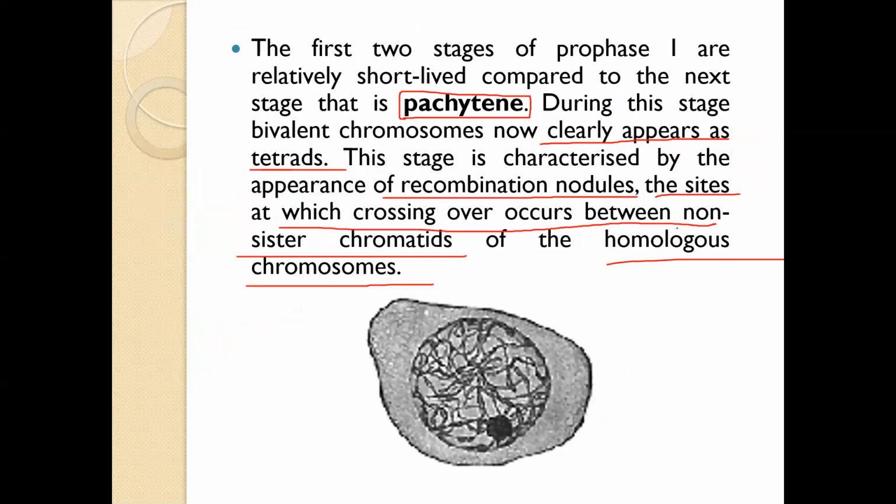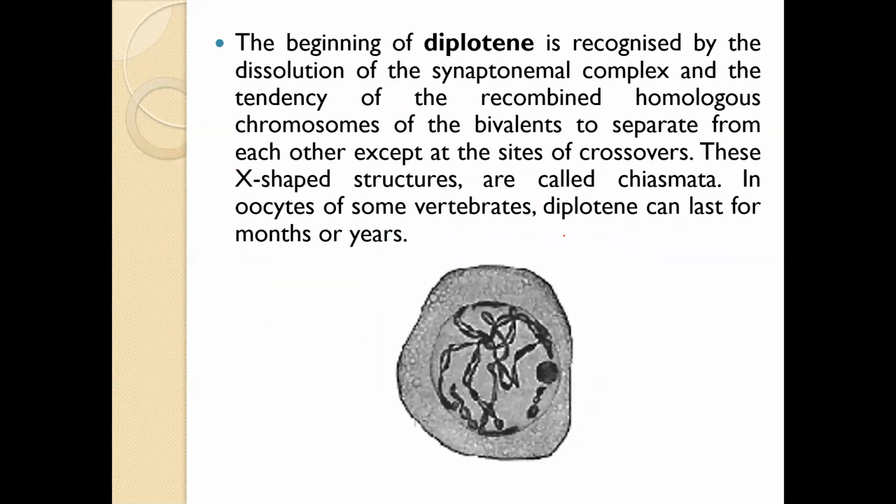Fine. Here it is also written that the site at which crossing over occurs between the non-sister chromatids of the homologous chromosomes, that site we know as the recombination nodule. After that, the beginning of diplotene is recognized by the dissolution of the synaptonemal complex. So in the diplotene phase, the synaptonemal complex is dissolved, and the recombined homologous chromosomes of the bivalent tend to separate from each other except at the site of crossing over.